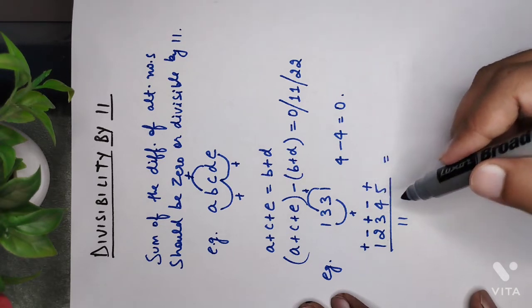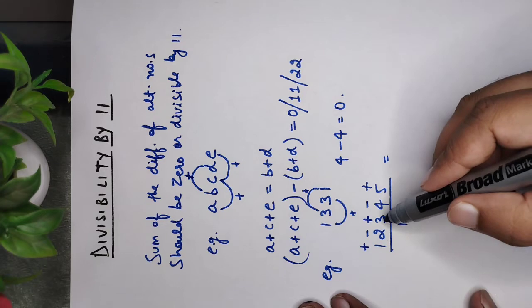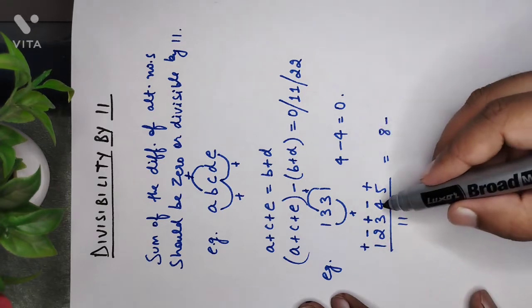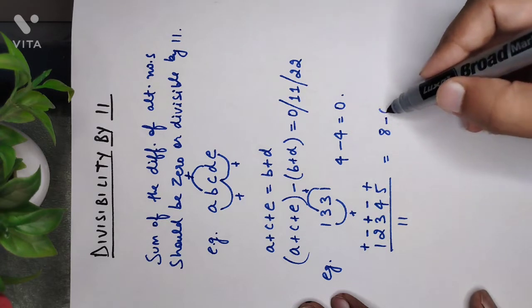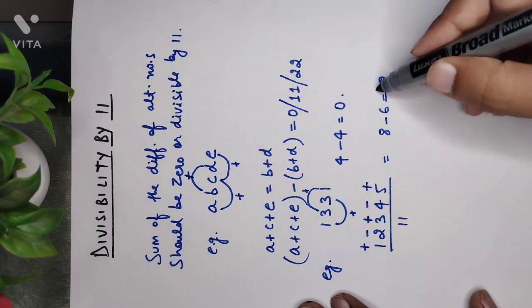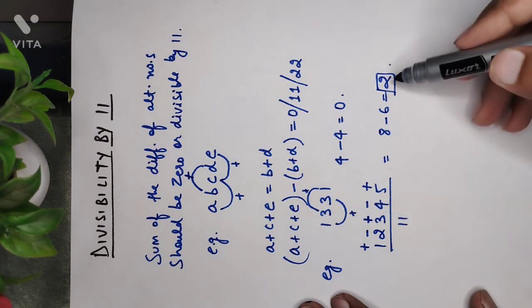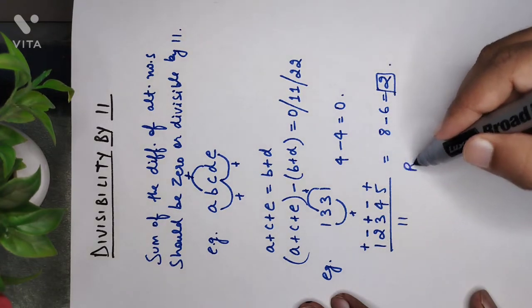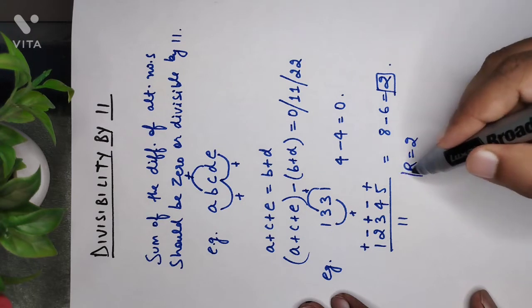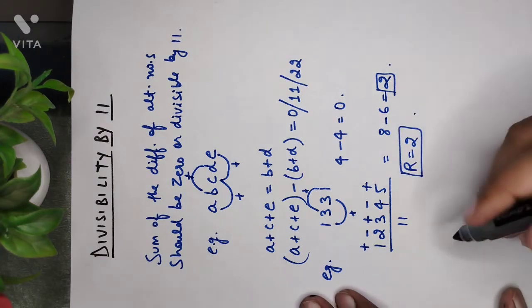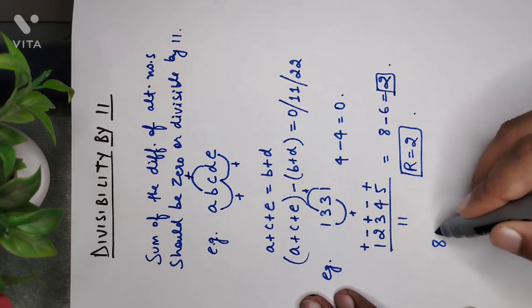So if I am adding all of them, what I get is 5 plus 3 plus 1 is 8. 8 minus 4 plus 2 is 6. So 8 minus 6 is 2. So what is the meaning of this 2? This means when we divide this number by 11, the remainder will be equal to 2. It means the number is not completely divisible by 11 and the remainder will be equal to 2. Similarly, let us take one more case in this.